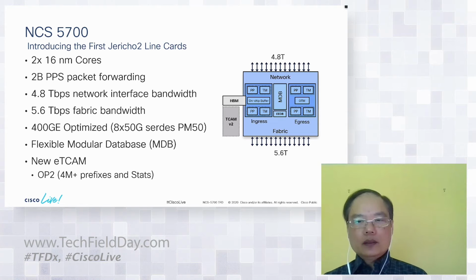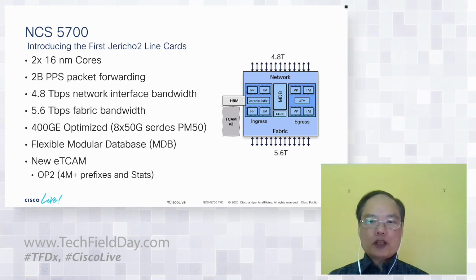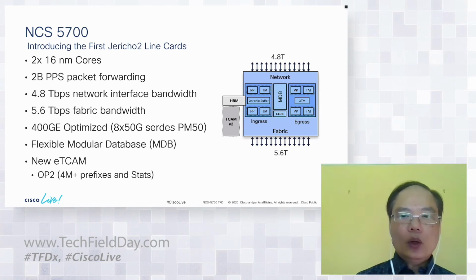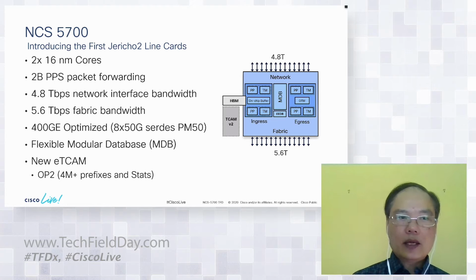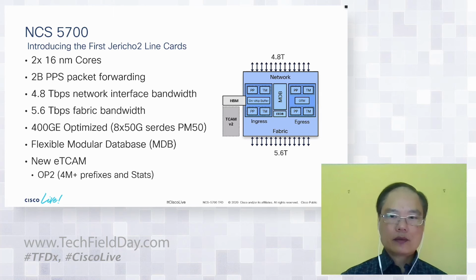And optionally, we could also support external TCAM. The version supported by Jericho 2 is an enhancement called OP2. The OP2 TCAM not only can support higher route scale, it could also store counters so that it can do additional statistics.